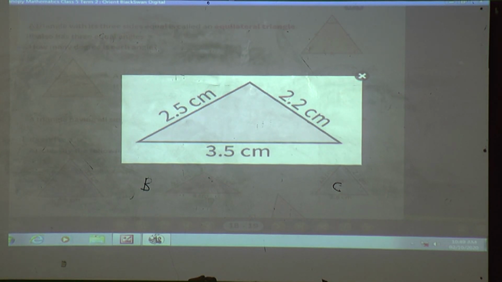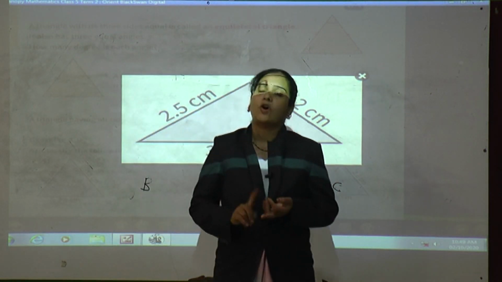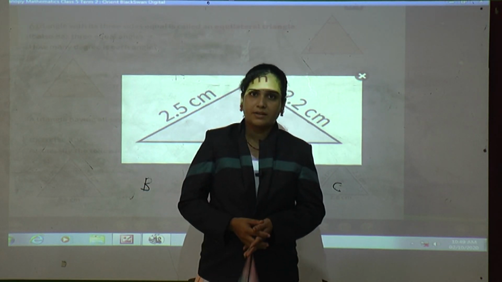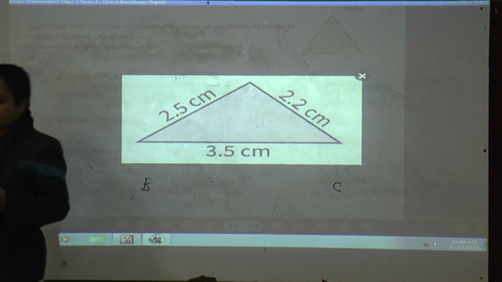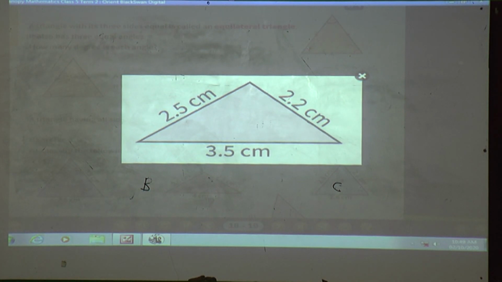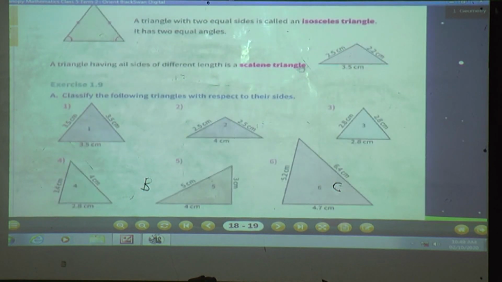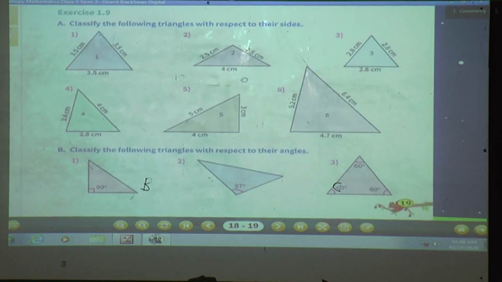So students, we have just now studied the types of triangle: right angle triangle, acute angle triangle, obtuse angle triangle, and equilateral triangle, isosceles triangle and scalene triangle. Now we will solve the exercise by using these properties. Exercise 1.9, page number 19.